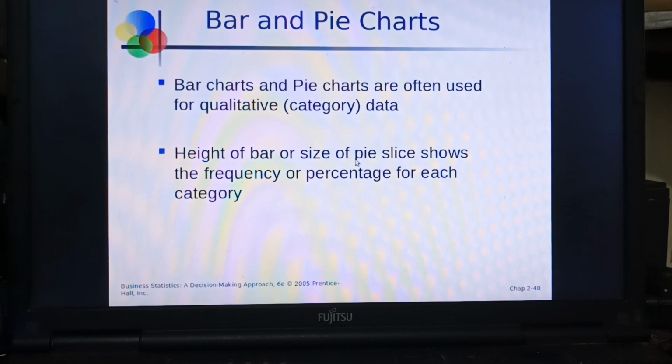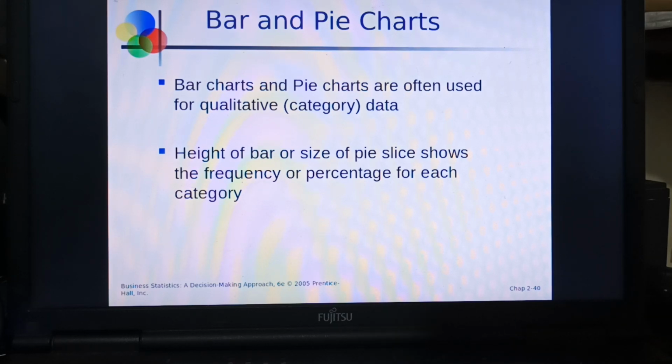Bar and pie charts. Bar charts and pie charts are often used for qualitative or categorical data. The height of the bar or size of the pie slice shows the frequency or percentage for each category.